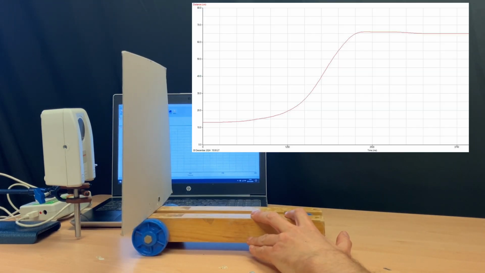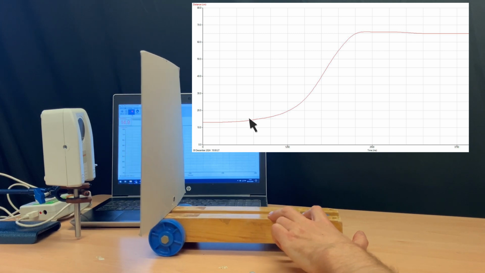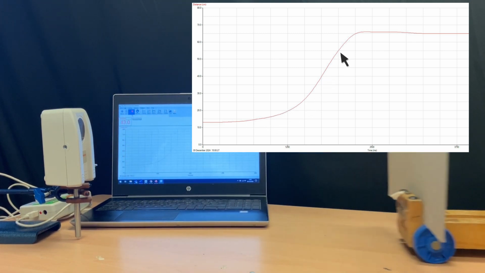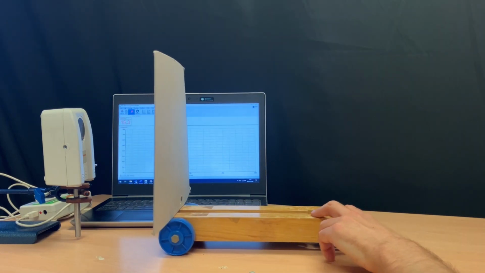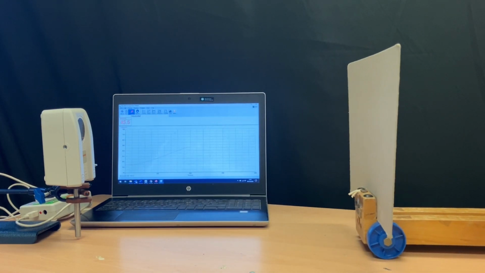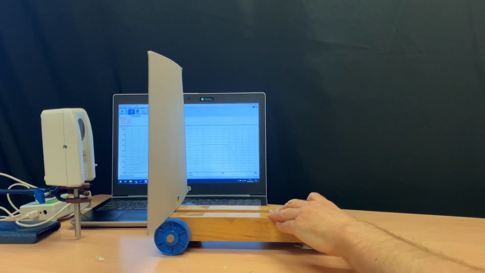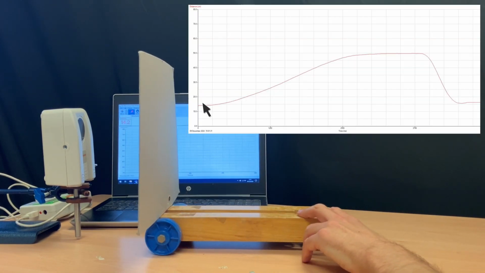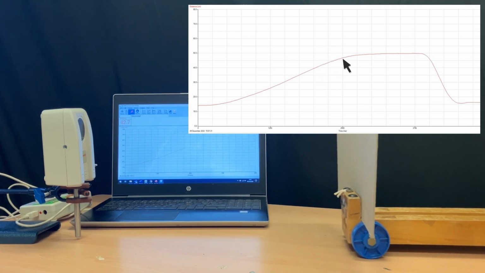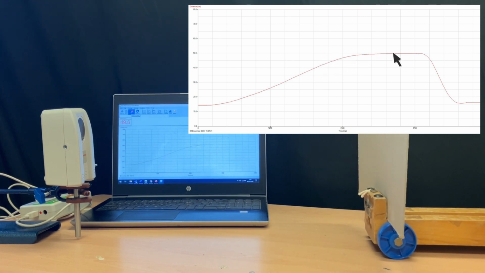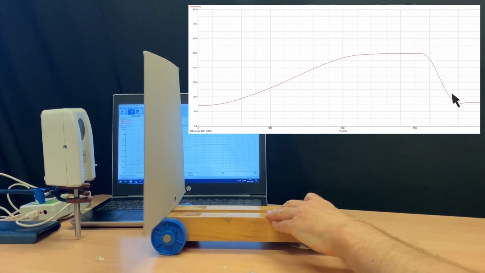If we look at the completed graph and watch it slowly, you can see it gradually accelerating, going at constant speed, and then stopped. In this next example, it goes out slowly, stops, and returns quickly. And again, you can see that clearly on the graph, going out slowly at roughly constant speed, stopping, and then returning at a higher speed.